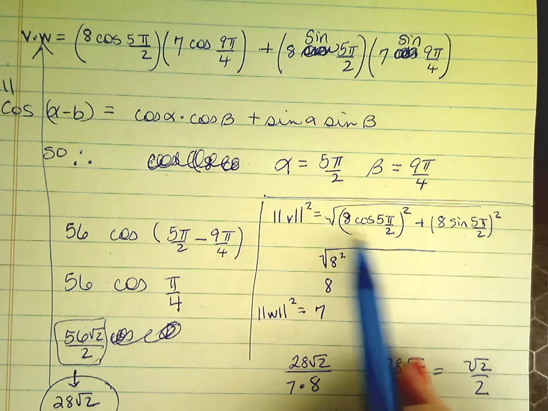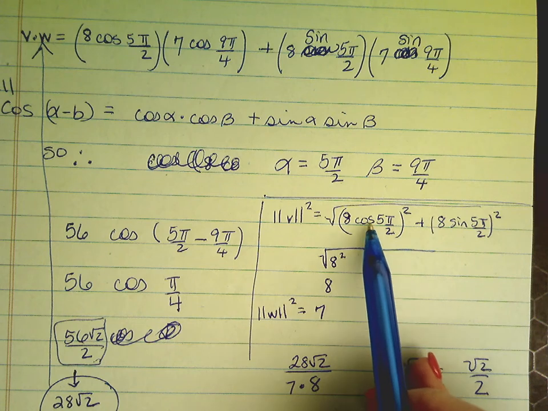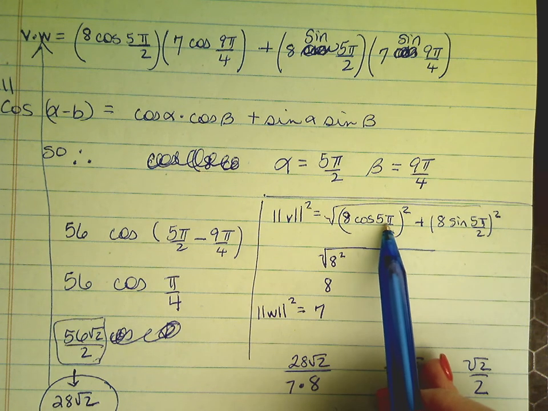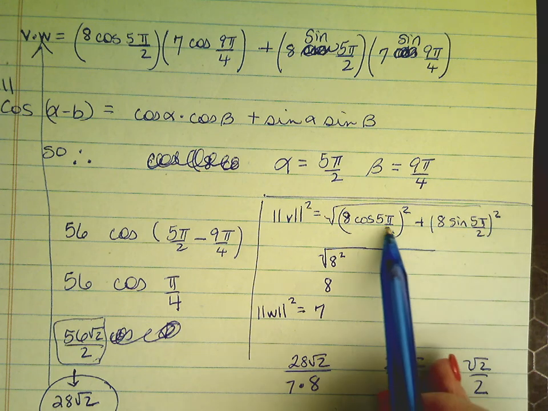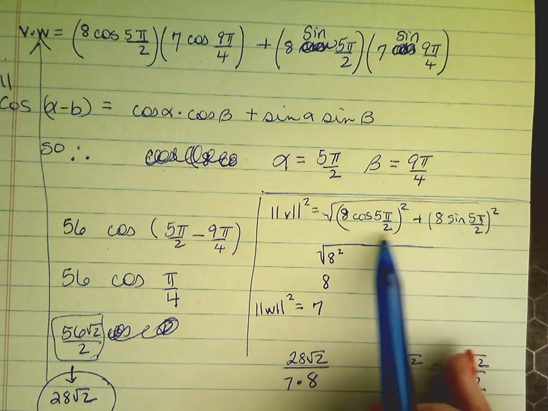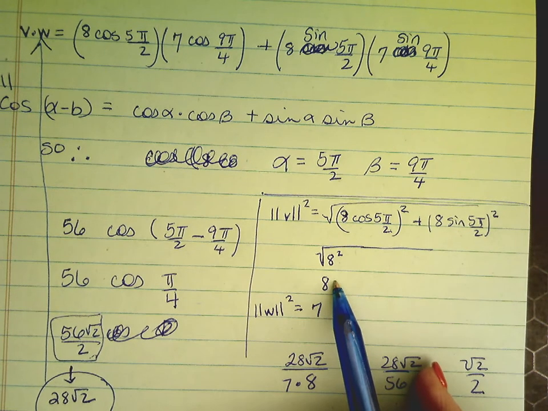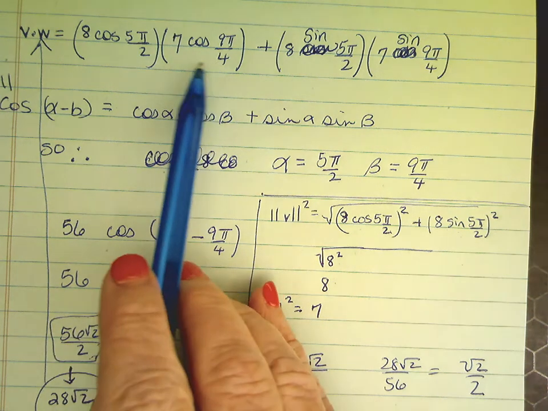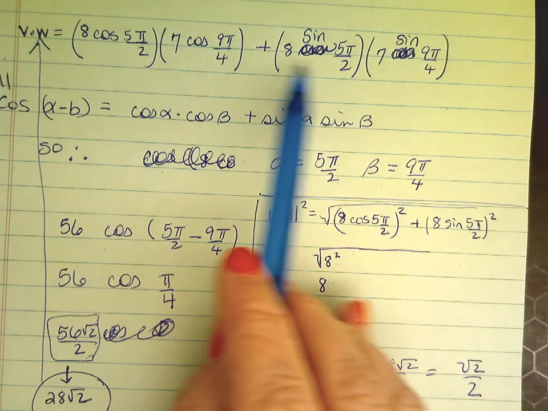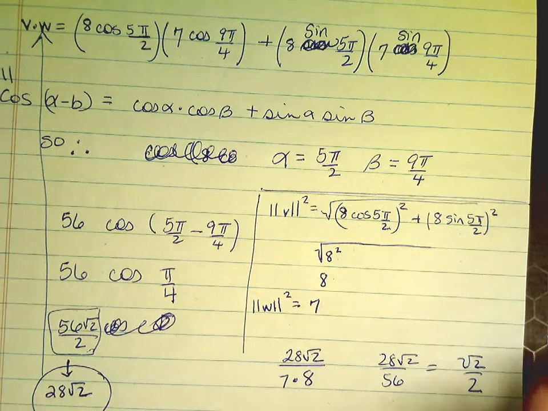Now I find the magnitude of V when I square this. Remember back when cosine of an angle squared plus sine of an angle squared equaled 1? That's what happens to the cosine and sine. So basically you just have 8 squared, and when you take the square root you get 8. A very similar thing happens when you work with the magnitude of W. You're going to have the cosine squared and the sine squared, and they're going to go to 1, and this is going to be 7.